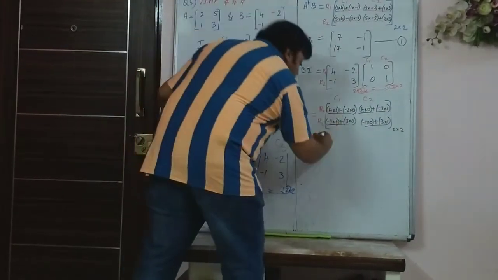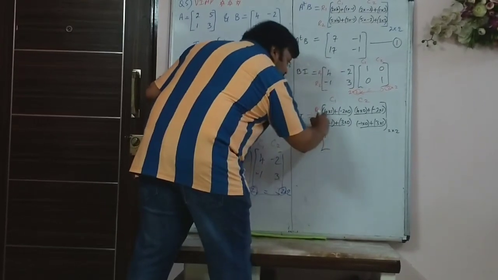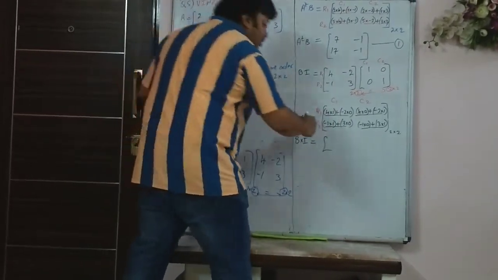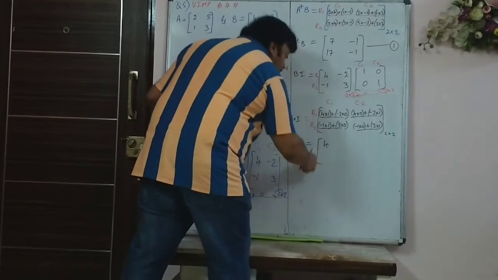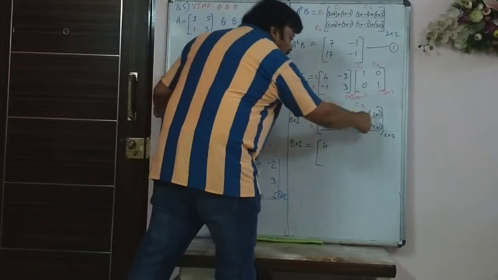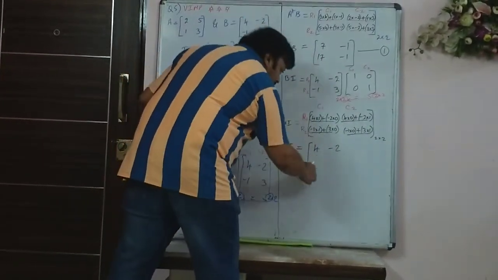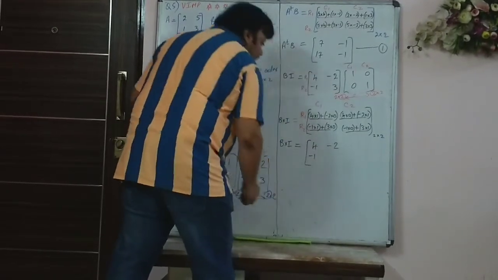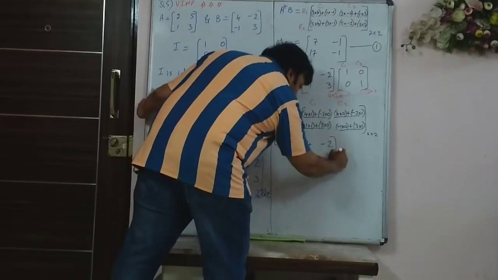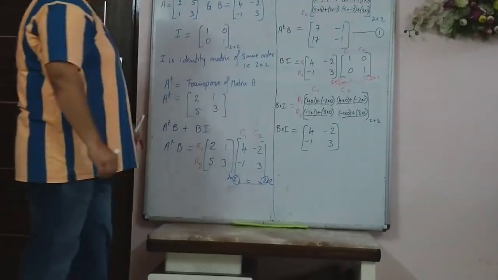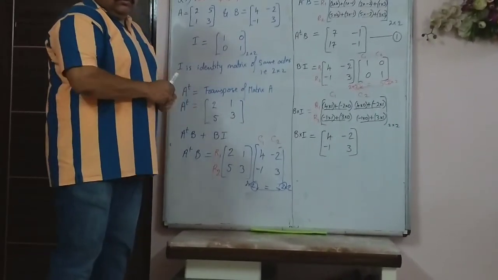So now when you add those elements, you get B into I matrix is 4 plus 0 is 4 itself. 4 plus 0, 0 and minus 2 is minus 2. Minus 1, 0, minus 1 and minus 0 and 3 is 3. So you get the matrix as 4, minus 2, minus 1, 3.